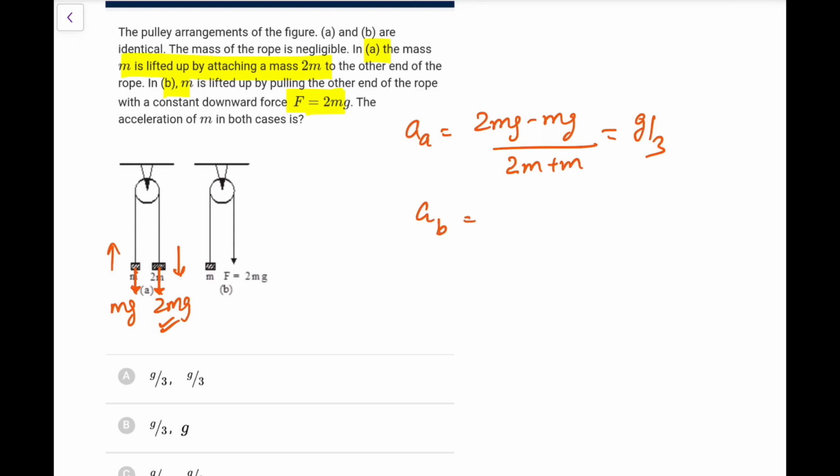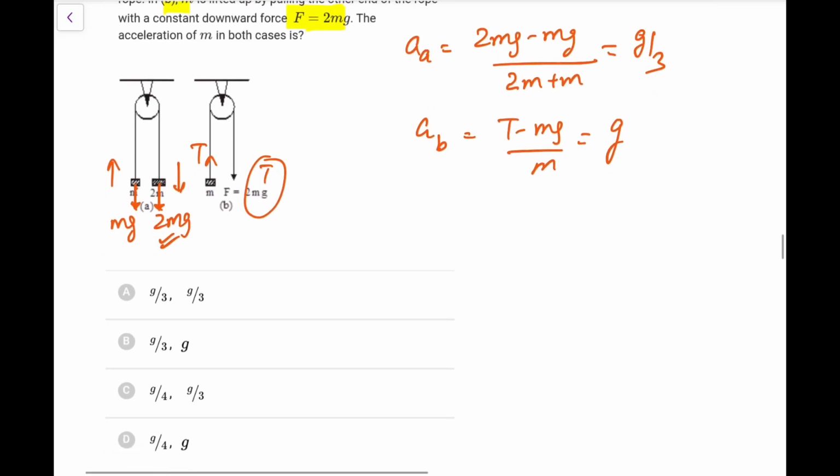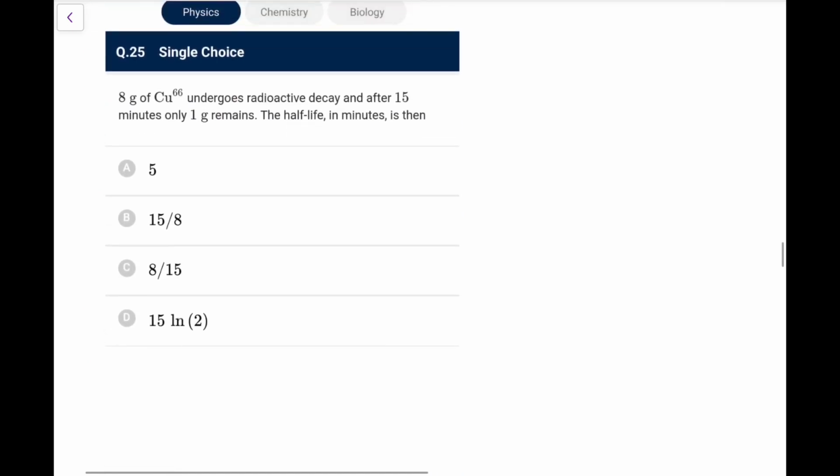In the second one, tension is directly equal to this 2mg, so this T is acting here. So I can write, T minus mg upon m. T is 2mg, so 2mg minus mg upon m, that is g. So there the acceleration is g, so the answers would be g by 3 and g. Go for option B. This is a very common question, almost taught by all the institutes in India.